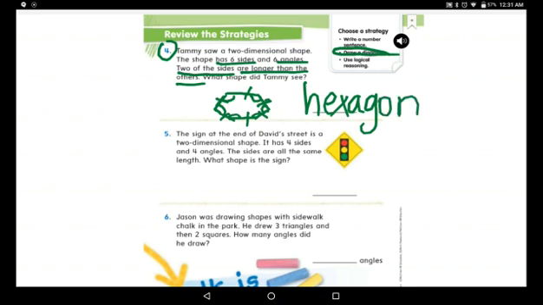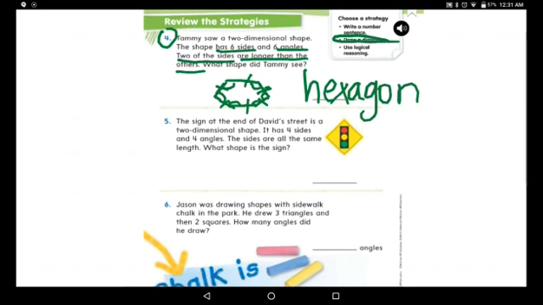Do you want to solve together question number 5? Yes, we do, miss. Oh, wow. You're a super, super, super student. The sign at the end of David Street is a two-dimensional shape. It has four sides and four angles. The sides are all the same length. They are all the same length. What shape is the sign?